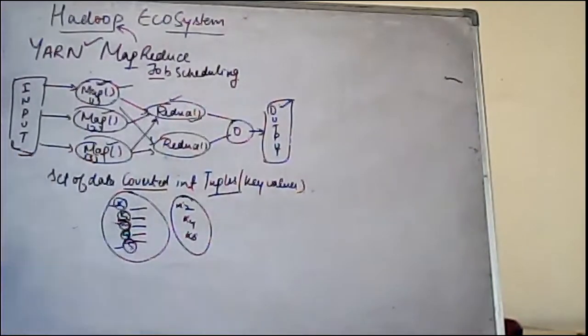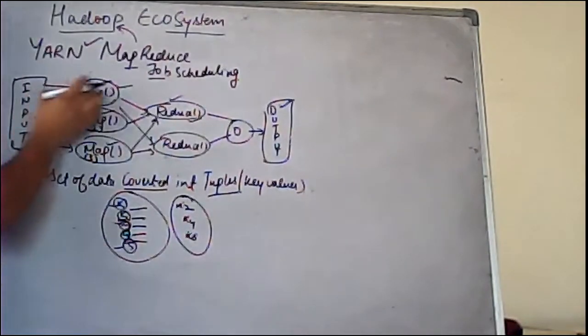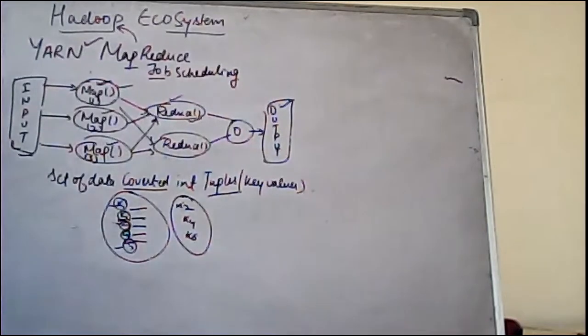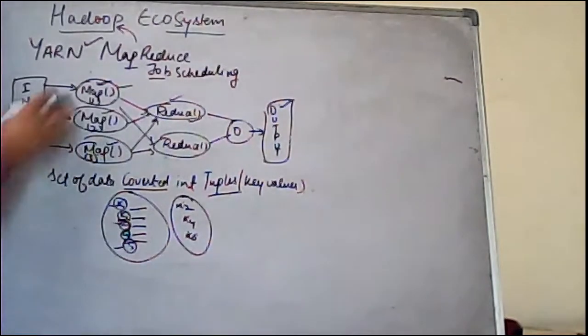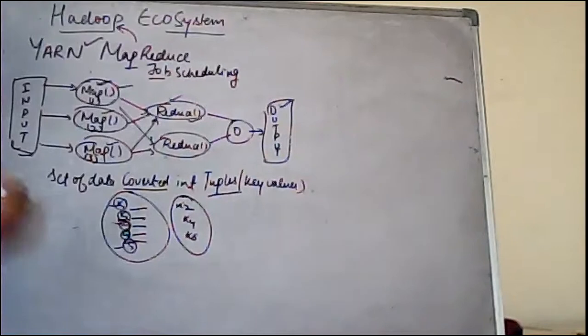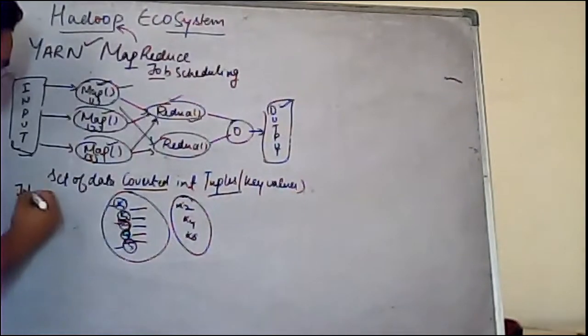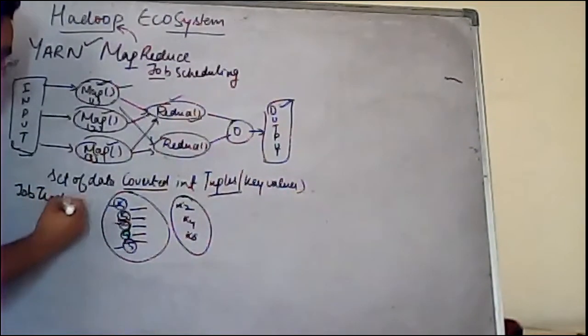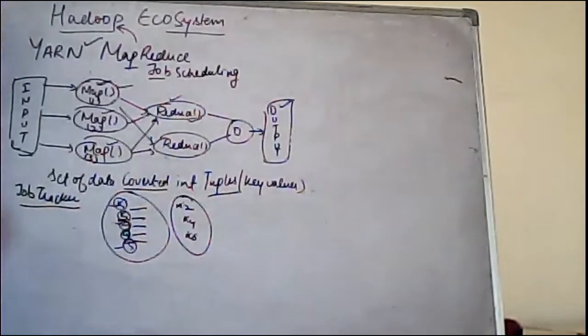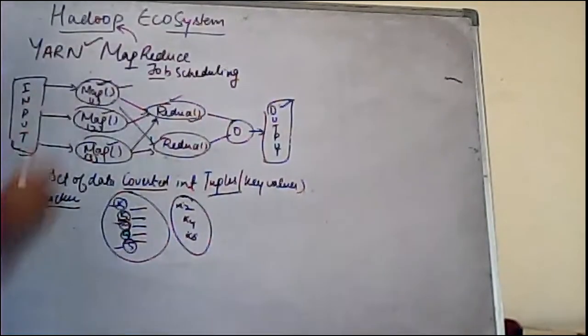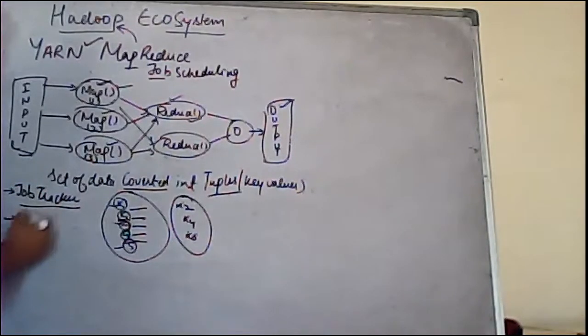Input is your set of data. Then the data will be distributed, and that is done by which tool? That is done by your job tracker. We are studying our architecture. In your MapReduce, there are two components, the job tracker and the task tracker.